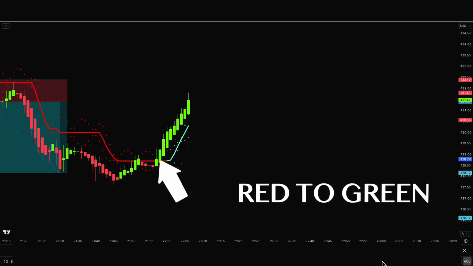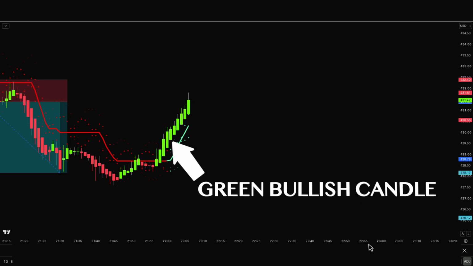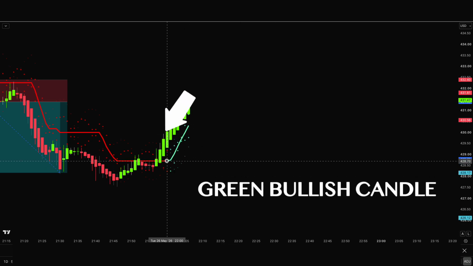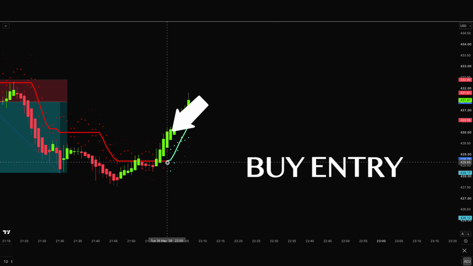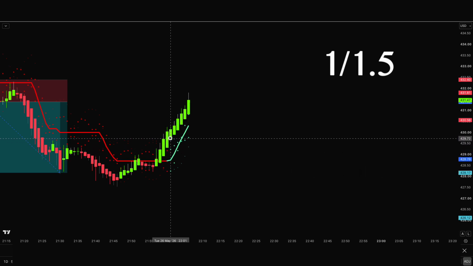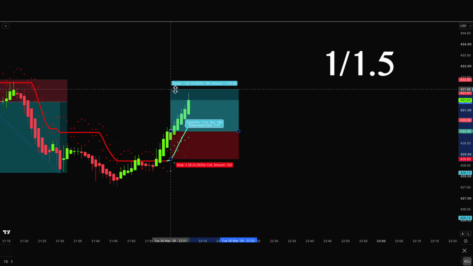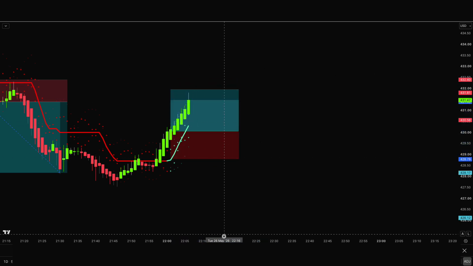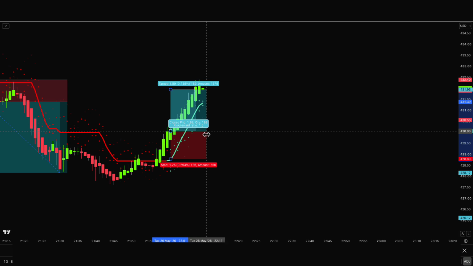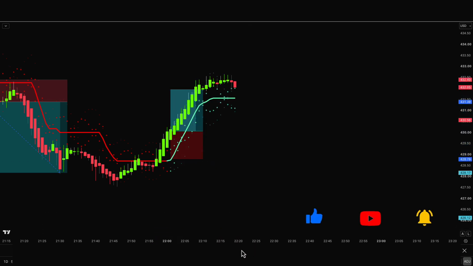Here, this line changed color from red to green. Further ahead, we see a green bullish candle. So, we need to take an entry on this green candle. We take a trade with a 1 to 1.5 ratio and see how it plays out. We have won this trade. Now, let's look for the next trade.